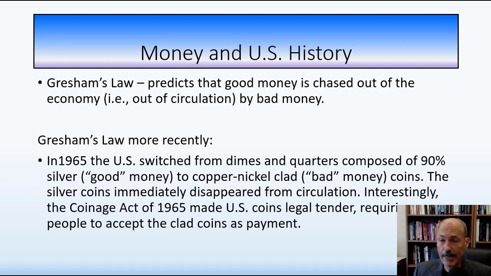And incidentally, the Coinage Act of 1965 made U.S. coins legal tender. Before that, coins were not legal tender because they had silver and people just accepted them. They knew they had value. But now, government was worried that people may not accept copper nickel-clad coins. And so the Coinage Act of 1965 made it legal tender and basically forced people to accept it as payment.